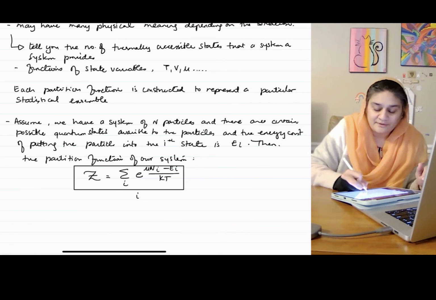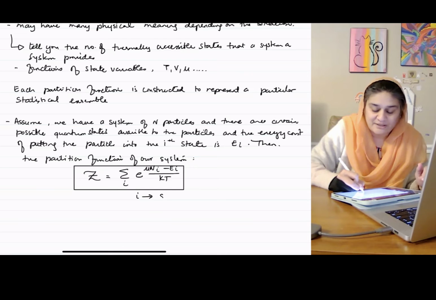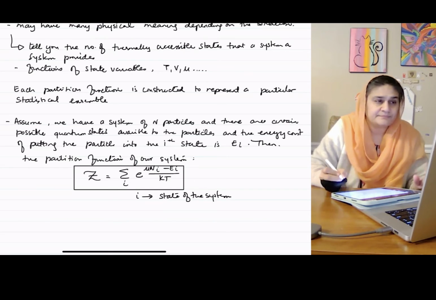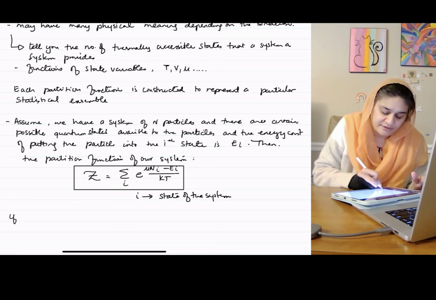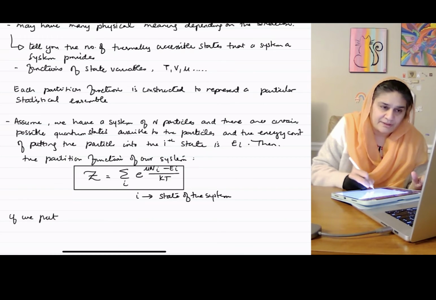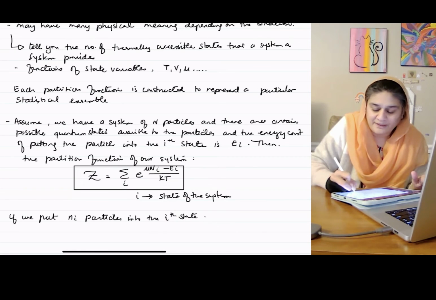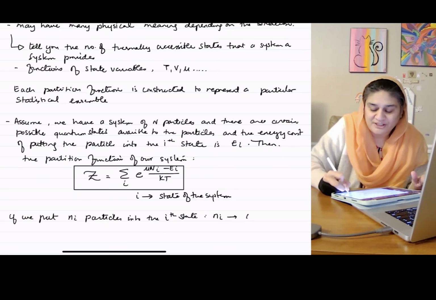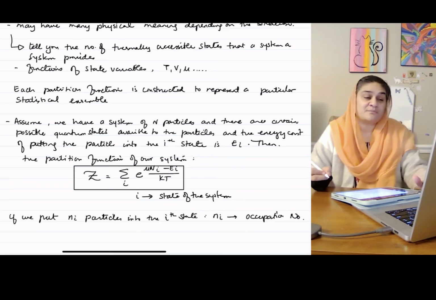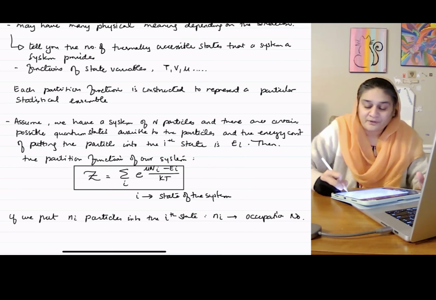Where i is the state of the system, and if we put N_i particles into the ith state, then N_i will just be called the occupation number. The same occupation number that we have been talking about, of the ith state.